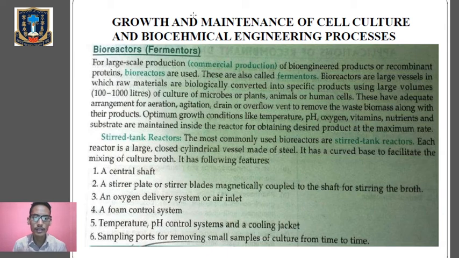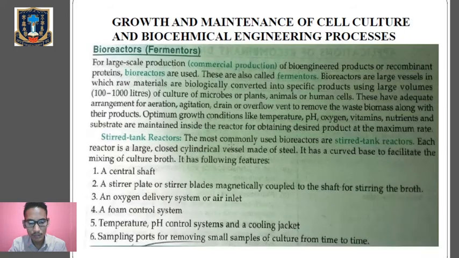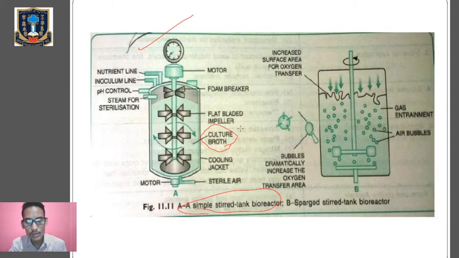Each reactor is a large closed cylindrical vessel made of steel. It has a curved base to facilitate the mixing of culture broth. So it has the following features. You can see the stirred tank bioreactor. Number one, it has the culture broth. Number two, stirrer plate or stirrer blades magnetically coupled to the shaft for stirring the growth. When we see over here, we can see the structure of a stirred tank bioreactor, which is a large vessel mainly used to obtain the product in a larger amount.